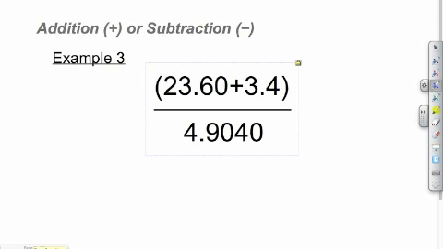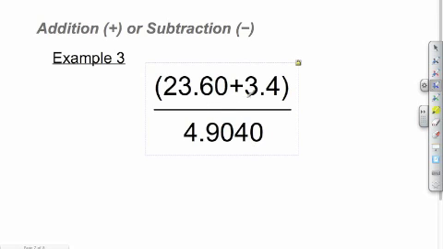You'll notice that in the numerator I need to add 23.60 to 3.4. And then after I do that, I need to divide it by 4.9040. Now when you get into situations like this, it's always best to take care of your addition and subtraction separate from your multiplication and division. Basically order of operations, if you've been paying attention in math class.